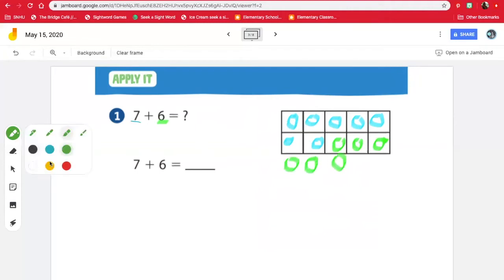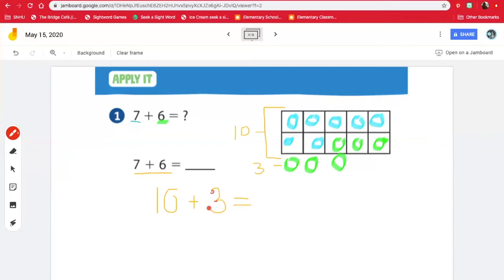So now it's time to map it out. I filled one 10 frame, so this shows 10. So I'm going to write my equation below. I have 3 leftover green dots. So this equation, 7 plus 6, is very similar to adding 10 and 3. 10 plus 3: 10, 11, 12, 13. So 10 and 3 equals 13, which means 7 plus 6 also equals 13.